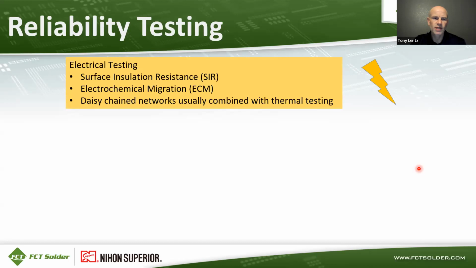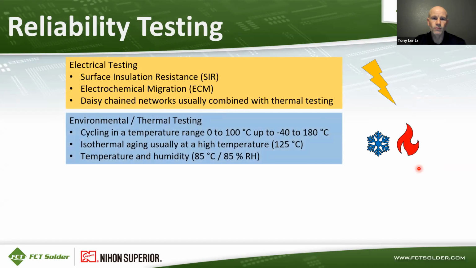Also, we typically use daisy chain networks to measure solder joint reliability in combination with some type of thermal cycling. And that's done in order to measure the failure rates and count up how many components have failed in a daisy chain network or how many solder joints have failed. Then, of course, there's environmental and thermal testing, which is usually done in combination with other types of tests. Temperature ranges for thermal cycling can be anywhere from 0 to 100 C up to -40 to 180 C, which is a recent range that I've heard from an outdoor farming equipment manufacturer.